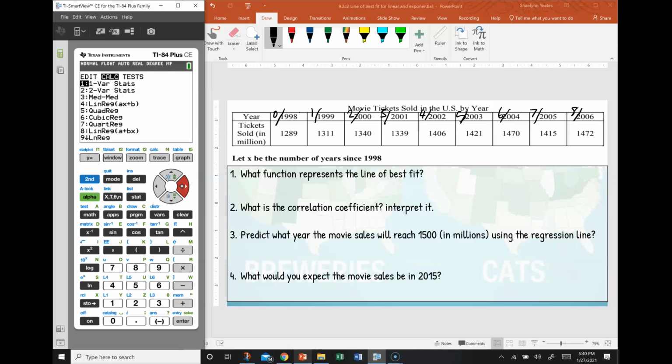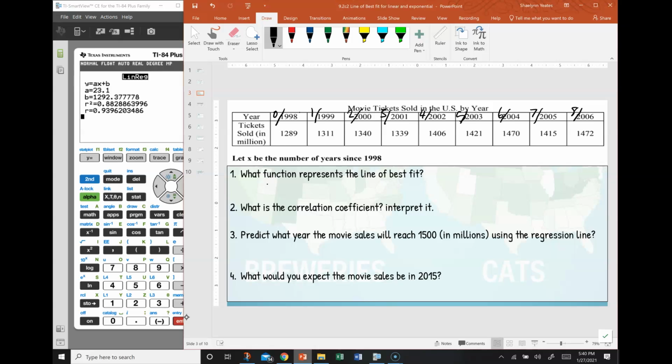All right, so then we press Stat. We're going to go to Calc, LinReg, L1, L2. We want to put the equation in the Y1. Okay, so the function that represents the line of best fit is going to be Y equals A being 23.1, X, and B being 1292.38.